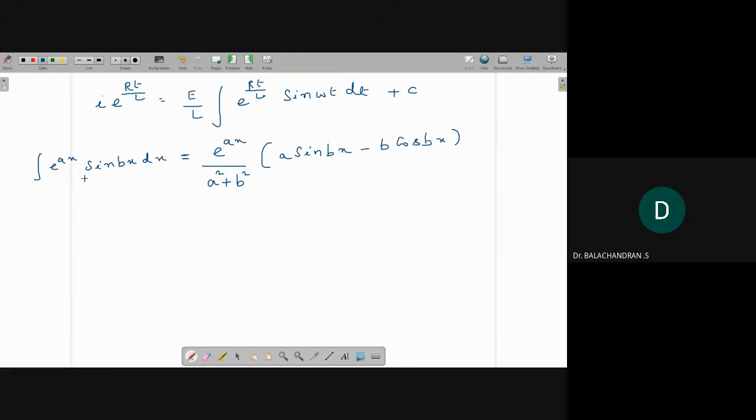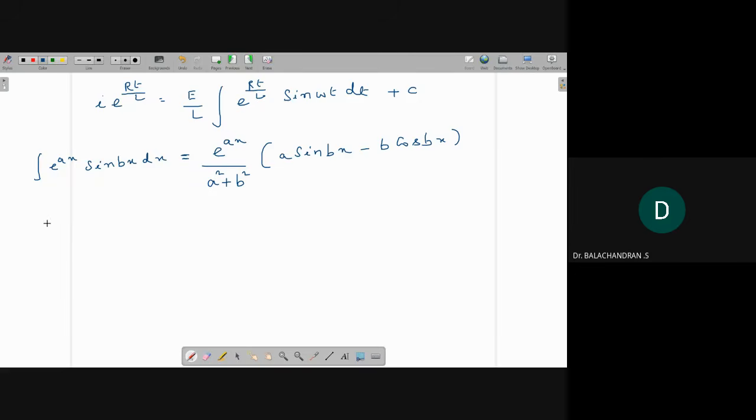Similarly, please search the integral e power ax into cos bx dx also. Otherwise, you can check on the net also. Suppose if you don't have the 11th book, check on the internet what is the result for e power ax into cos bx. These types of results you will use in the third semester. Third semester, first unit is Laplace transform. So everything is Laplace transform integration, so you need these types of results. So please remember these results.